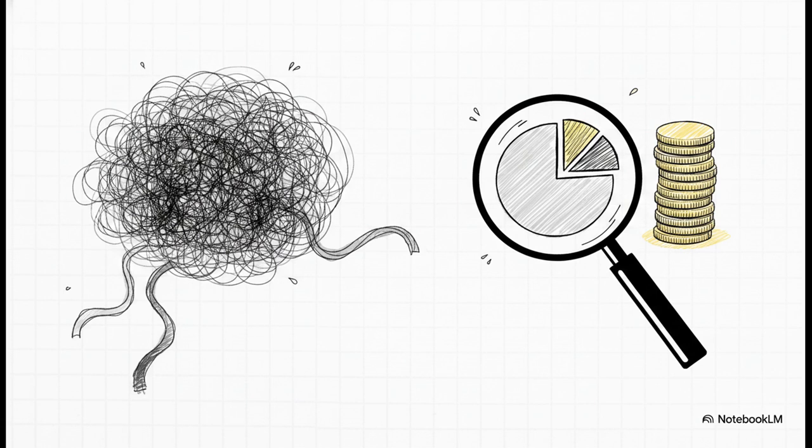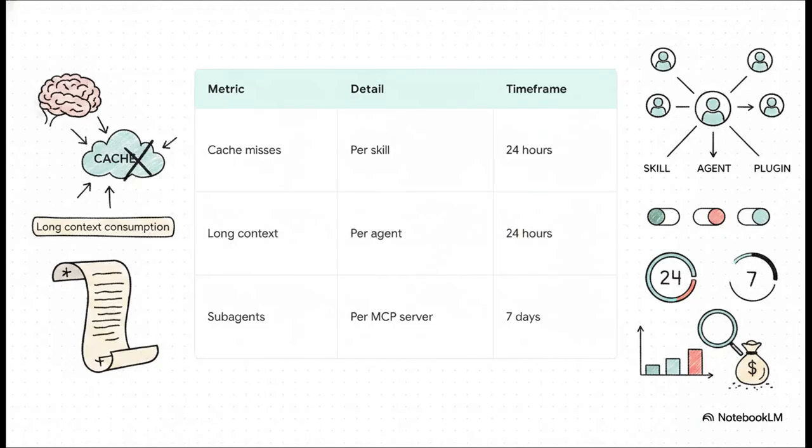Seriously, no more flying blind or waiting for that painful end-of-month invoice to realize some runaway script just ate your entire quota. Just look at the granularity in the metrics you can now track here. You can monitor cache misses and long context consumption, and you can actually see exactly which subagents are driving those numbers.